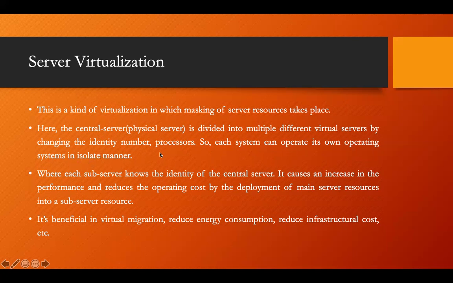Now, this is an example of what we call physical virtualization, where each subserver knows the identity of the central server. It increases performance and reduces operating cost by dividing the main server resources into subserver resources. Its benefits are virtual migration, reduced energy consumption, reduced infrastructure cost, etc. These are the examples of server virtualization, which is your hardware virtualization.